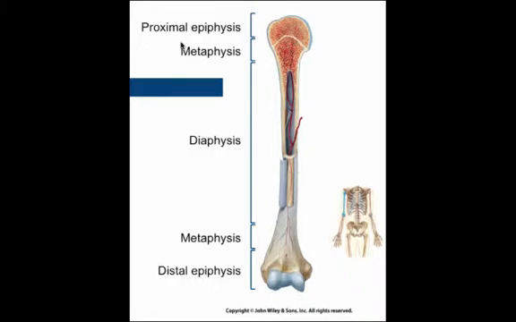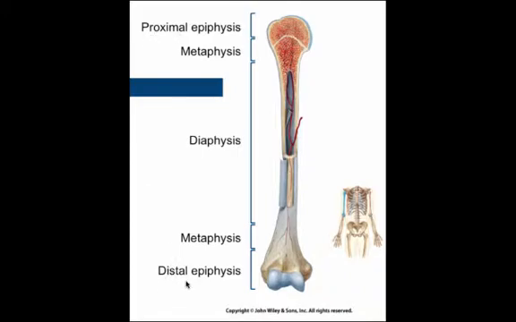The terms proximal versus distal refer to the fact that this epiphysis is closer to the site of attachment to the body, and that's what the term proximal refers to, whereas distal refers to being further away from the site of attachment. So the distal end would be down here, the proximal end would be up here, and that's where we get the terms proximal versus distal.